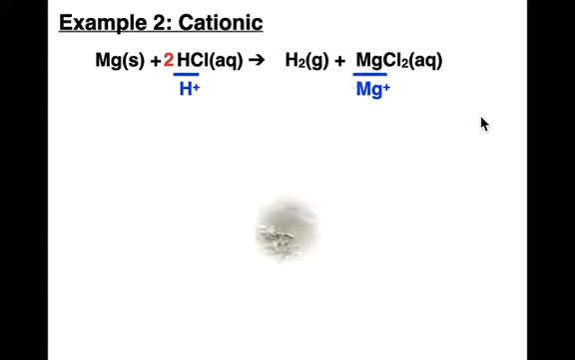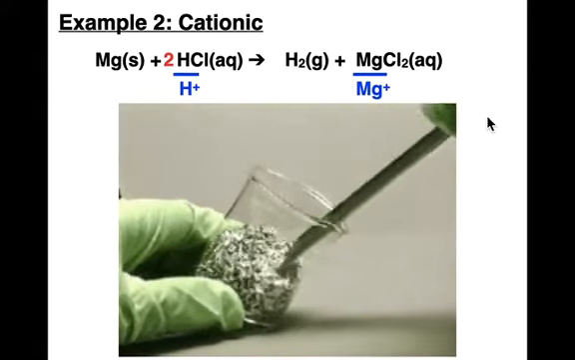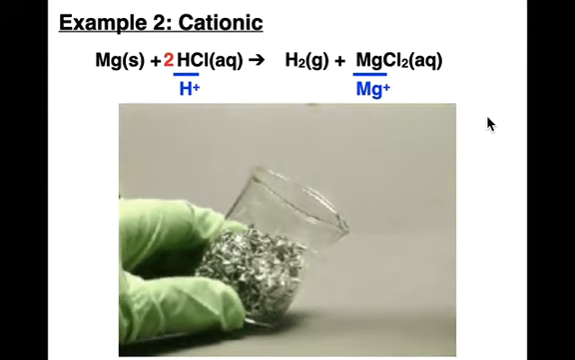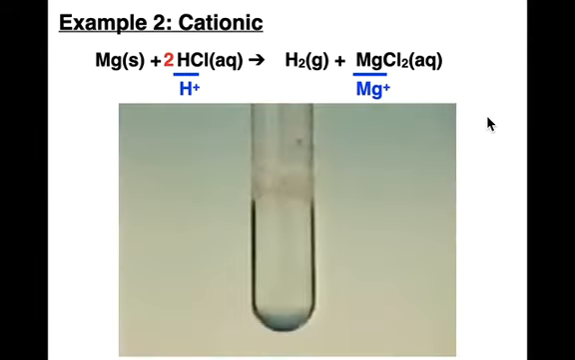Let's look at this reaction. When we put magnesium metal into aqueous hydrochloric acid, the two react. Aqueous magnesium chloride is formed along with gaseous hydrogen.